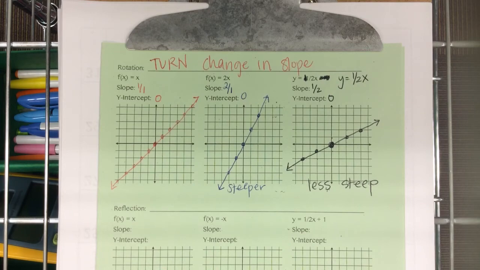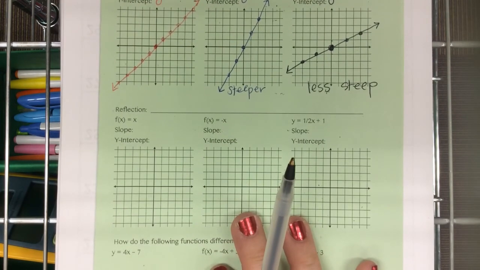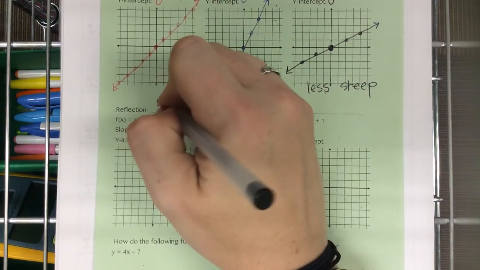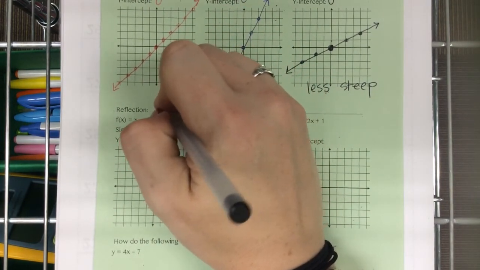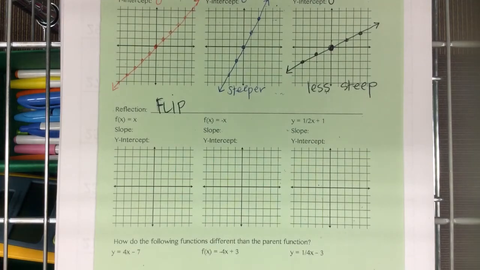And the last one, reflection. What does it mean to reflect something? Flip it. And this one's kind of hard to visualize because we've already changed our slope. We've already changed the intercept. How do we make our parent function flip over? Anna? Close. Change them both? Close. The opposite. It's the opposite.